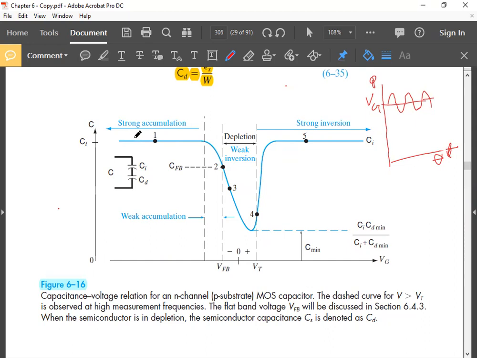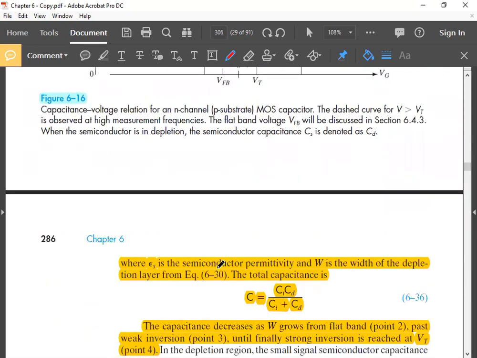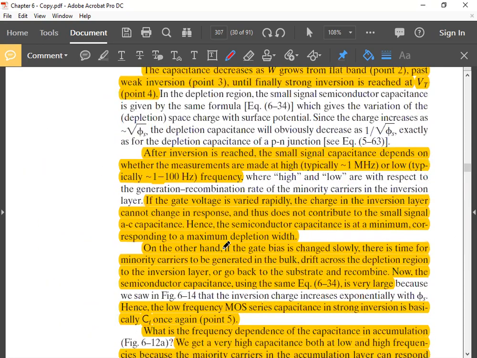So capacitance versus gate voltage, CV characteristics, understood, of a MOS structure. Okay, so those are the things mentioned here. I am skipping that. Okay, low frequency, high frequency here. After inversion is reached, the small signal capacitance depends on whether the measurement is made at high or low frequency. So high frequency means in the range of 1 megahertz. Low frequency means typically 1 to 100 hertz.